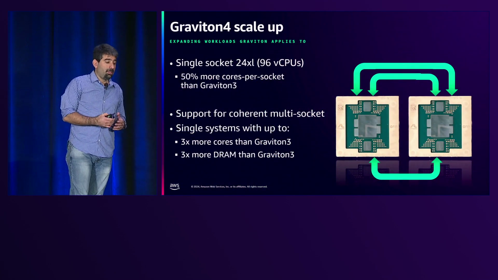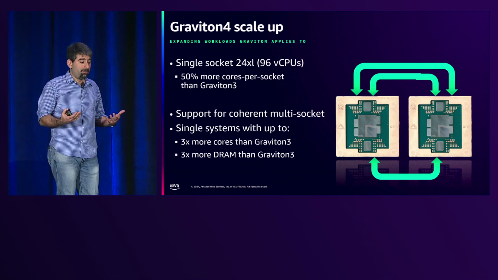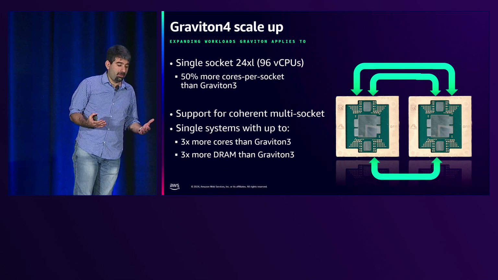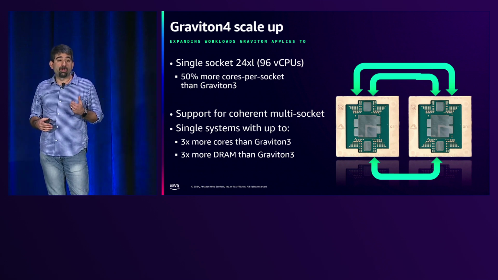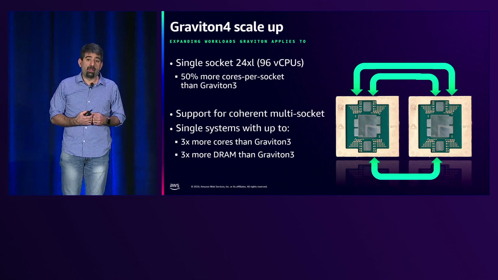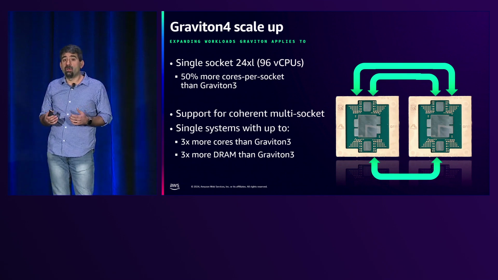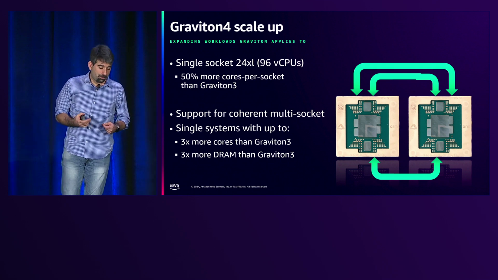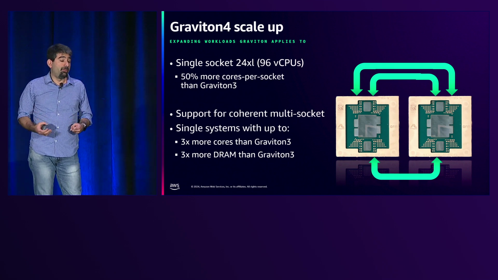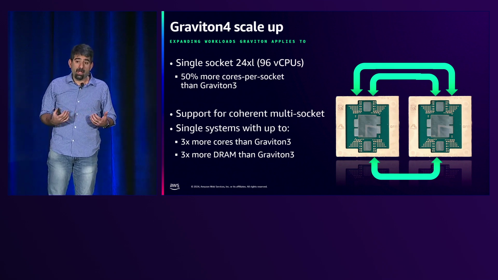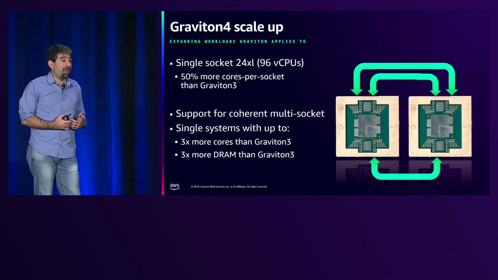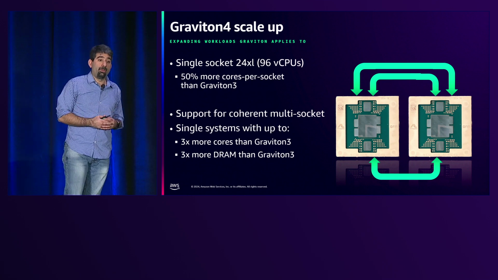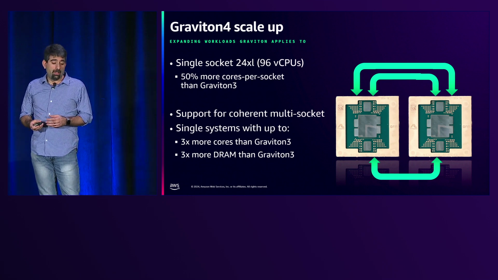One of the ways we do this is by scaling up. Graviton 4 is the first time where we support multi-socket coherence. So not only do we have 50% more cores per socket, but we can take 2 sockets and put them together into a single system to give you VMs of up to 192 cores, or 48xlarge. In addition to that, we have as much as 3x the DRAM capacity with our R8Gs, or with X8Gs up to twice that. So 3 terabytes of RAM and 192 cores in the largest instances.